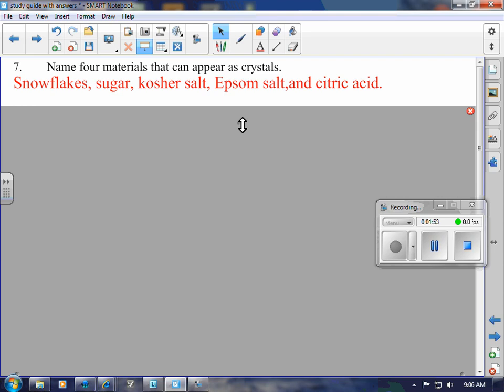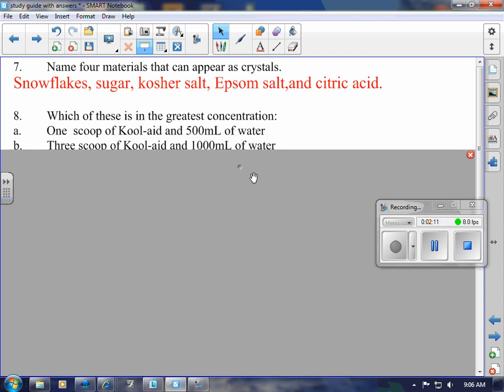Okay, these are things that we've seen as crystals. Snowflakes, sugar, kosher salt, Epsom salt, and citric acid all create some type of crystals. You looked at kosher salt, Epsom salt, and citric acid in here, and I showed you the sugar crystals, the rock candy. Snowflakes are just another item that would appear as a crystal.